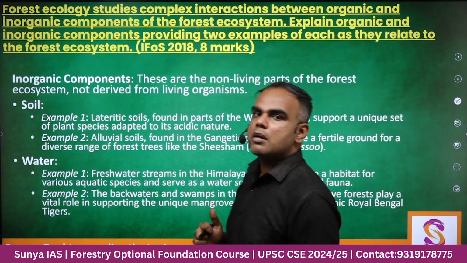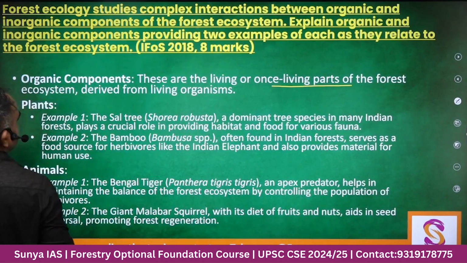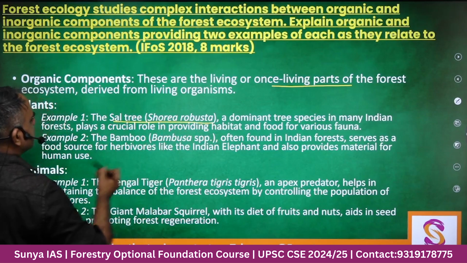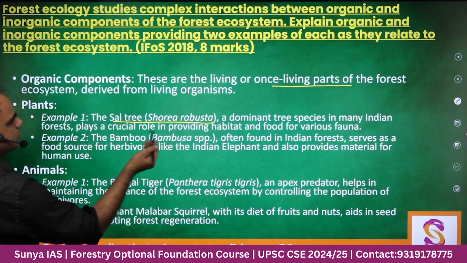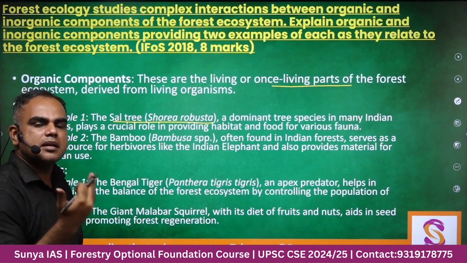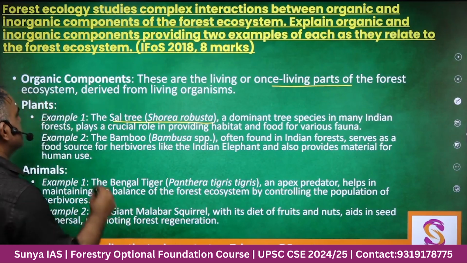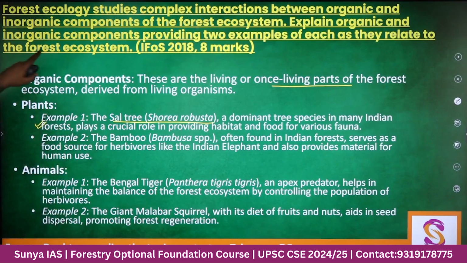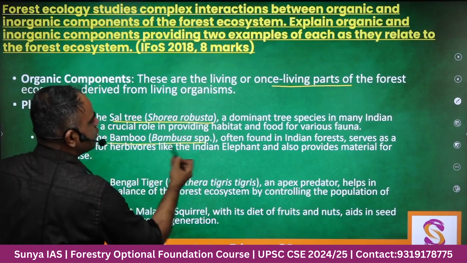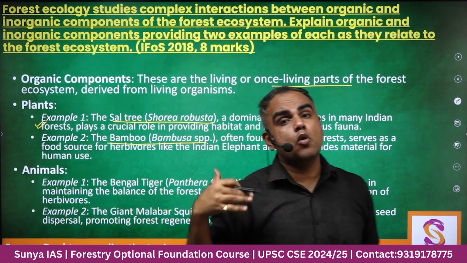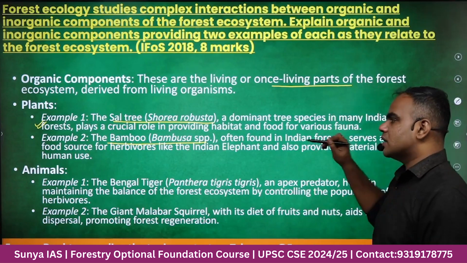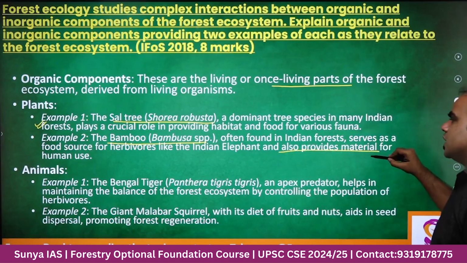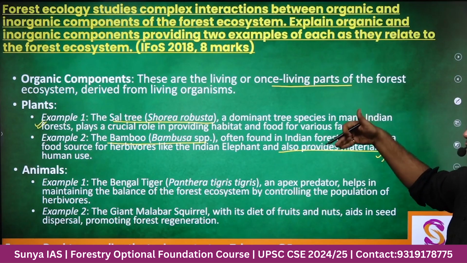And similarly, then we talk about inorganic as well. Okay. So for example, you have sal tree. Sal is what? Shorea robusta. Okay. So here it plays a very important role. We've seen many of these examples in habitat, in different ecosystem services, right? Because you have to relate these examples to the forest ecosystem. Okay. Similarly, bamboo or Bambusa, by the way, we'll also see bamboo in more detail when I talk to you about forest utilization. Okay. So found in Indian forests, it serves as a very important source for these herbivores, etc. Right. So this is one example, or 2 examples, of these plant species.